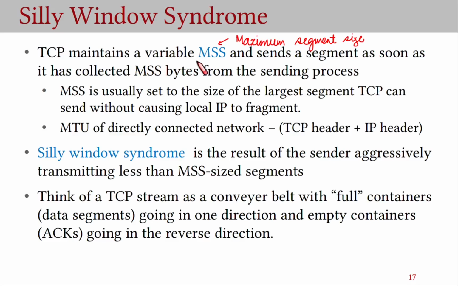TCP maintains a variable called maximum segment size, or MSS, and it sends a segment as soon as it has collected enough bytes from the sending process. So as soon as the number of bytes exceeds or is equal to MSS, it will send a segment. And this MSS is usually set to the size of the largest segment that TCP can send without causing fragmentation. And so this is equal to the MTU of the directly connected network minus the size of the TCP and IP headers.